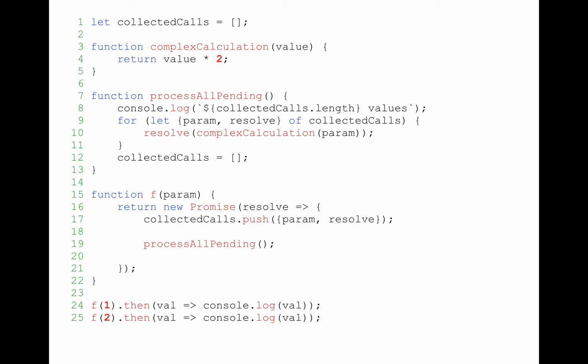So if we do that, we're still going to have complexCalculation called twice and also processHoldPending called twice, right? But every time we call it, we're only going to find one value in the array, because we're pushing a value, processing the array, calling the calculation on that value, and then clearing the array, and then doing it again for the second time. So far so good, and not very useful, to be honest.